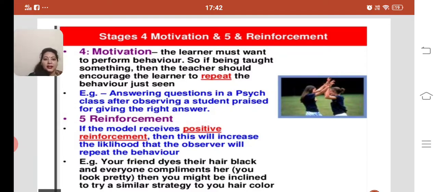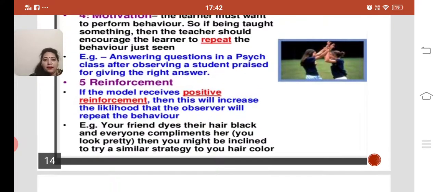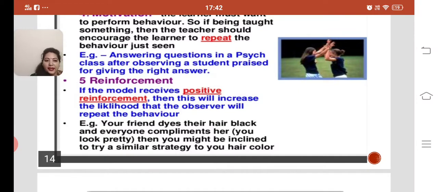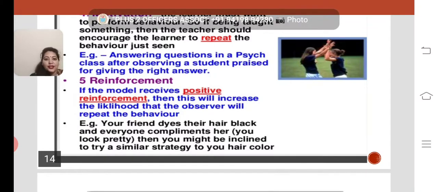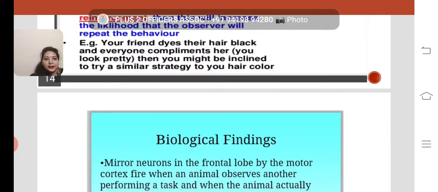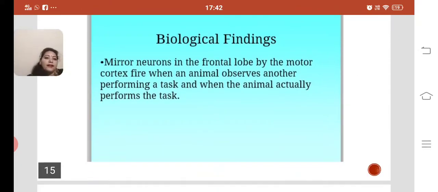The reinforcement here will increase the likelihood that the observer will repeat the behavior. For example, your friend dyes her hair black and everyone compliments her that she looks pretty. Then you might be inclined to try a similar strategy with your hair color. Then there are biological findings also, that mirror neurons in the frontal lobe of our brain, by the motor cortex, fire when an animal observes another performing a task and when the animal actually performs the task. It means that biologically also, you observe and learn by imitating others.